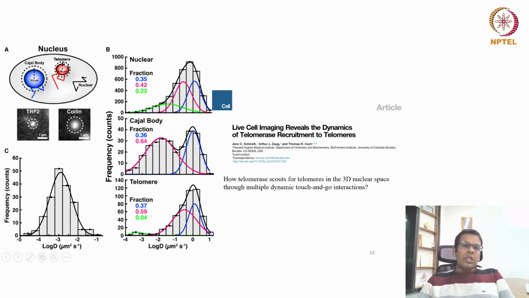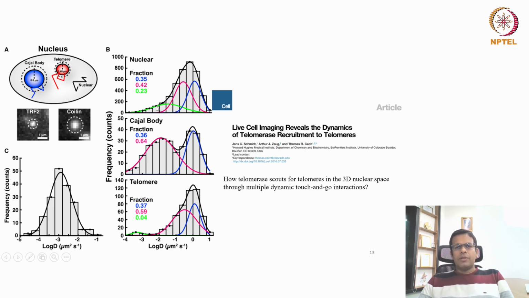Okay, so in this paper, authors have studied the dynamics of this protein, telomerase, at different locations. Now, this telomerase localizes to different places. It localizes to telomeres. It also localizes to the Cajal bodies, and it is also moving in the nucleus. So at these three different locations, they tracked the movement of this protein, and what they found is that at the three different locations, the telomerase shows different diffusion dynamics.